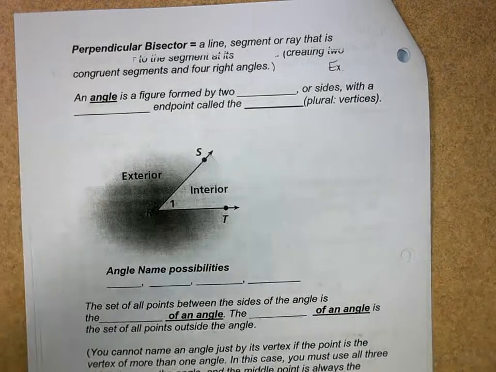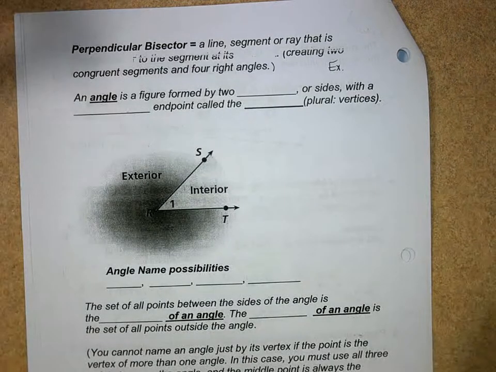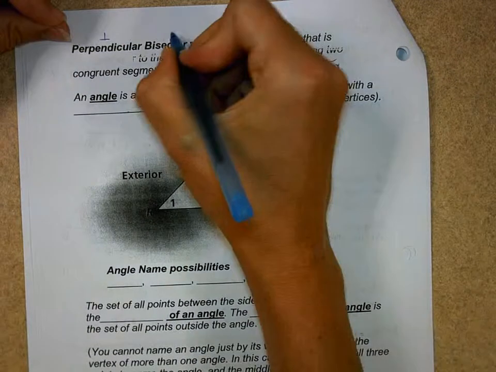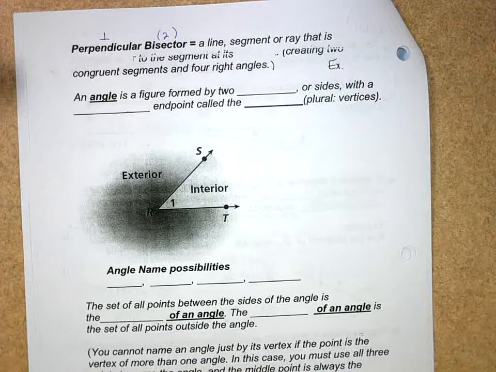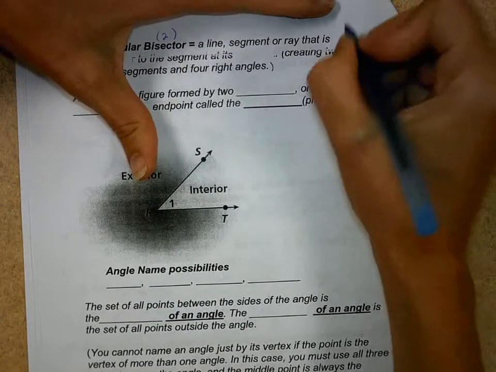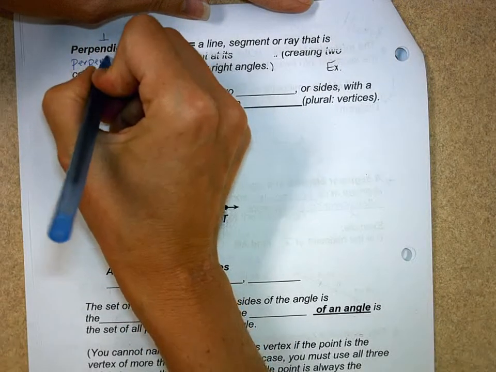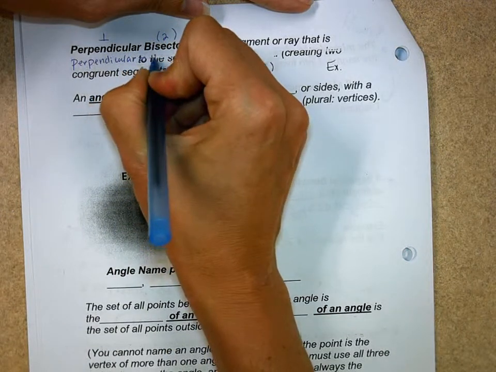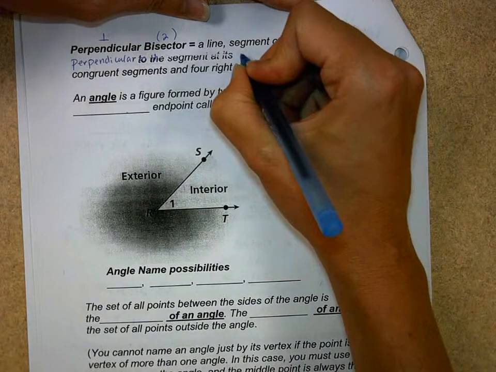All right, we have one last definition. Really, the perpendicular ones come from lesson 1.5. It's called the perpendicular bisector. Perpendicular means you meet at right angles, and bisector means what? Two. So if I have a perpendicular bisector, it's a line, segment, or ray that is perpendicular to the segment at its midpoint.